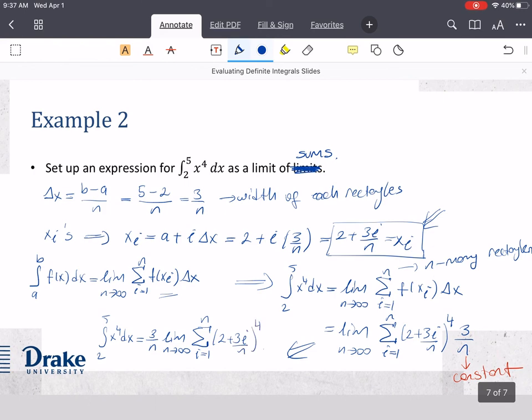I'm not going to exactly calculate what that is, but if you were to calculate that limit, you're going to get the exact area that you want. And that's going to be all for this video.